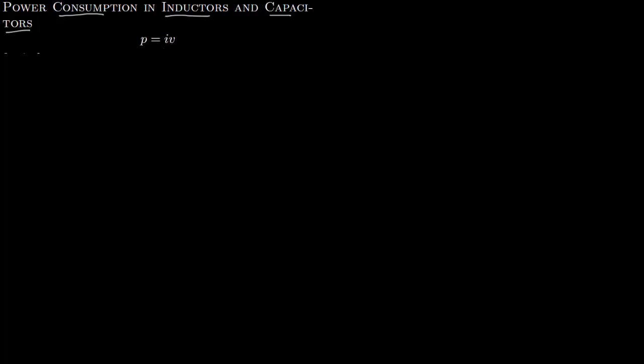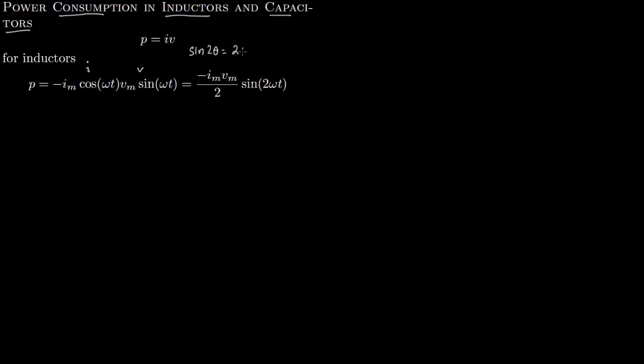So for inductors, you can see that the current we computed was minus Im cos of omega t, and the voltage was Vm sin of omega t. So notice that we are going to use the formula sin 2 theta is equal to 2 sin theta cos theta. So instead of theta you put omega t. So therefore you divide this by 2 and then you get minus Im Vm by 2 times sin of 2 omega t.